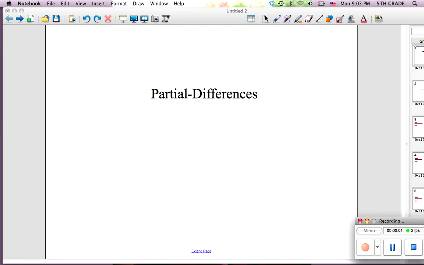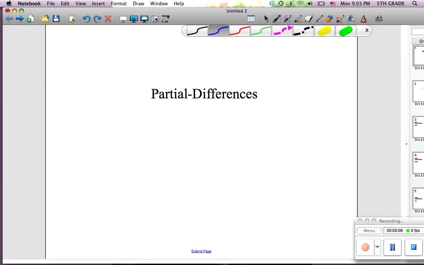This is partial differences. Difference means the answer to a subtraction problem. Partial means we're going to find it in parts. So remember that math vocabulary is very descriptive. It's important to remember that.